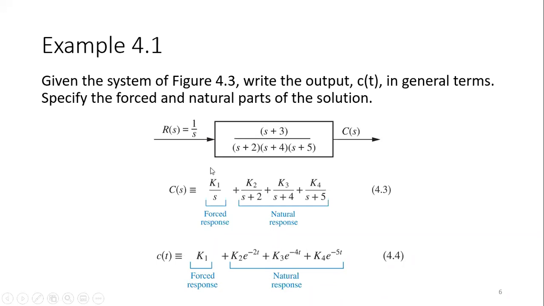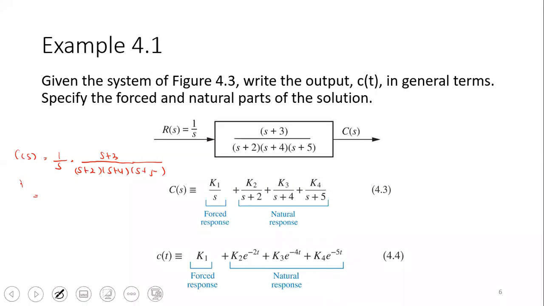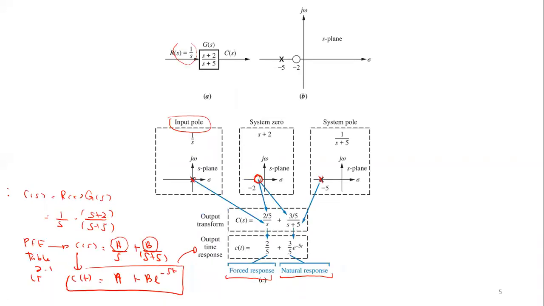What it says here is, first we multiply: C(s) equals 1 over S times S plus 3 over S plus 2, S plus 4, S plus 5. Before this step, you will have 1 over S multiplied by S plus 3 over S plus 2, S plus 4, S plus 5. Using partial fractions, which you have to be very strong in, you know there will be 4 constants, because we have 4 S terms here. So it will be K2 over S plus 2, plus K3 over S plus 4, plus K4 over S plus 5. This is how you get C(s).